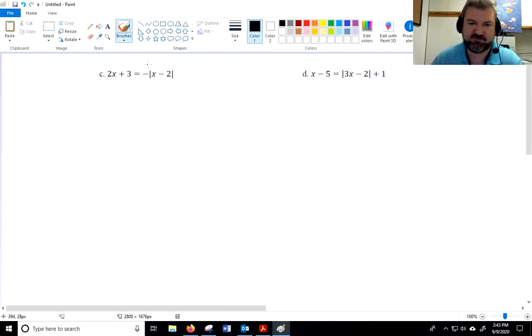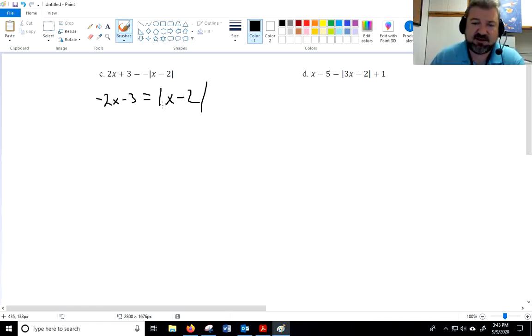All right, I've got 2x plus 3 equals the negative absolute value of x minus 2. I need to get these absolute value bars alone. And the way I'm going to do that is I'm going to divide both sides by a negative 1. There's actually quite a bit of things I could do there, but this kind of fits with what we've been doing. So let's keep going.